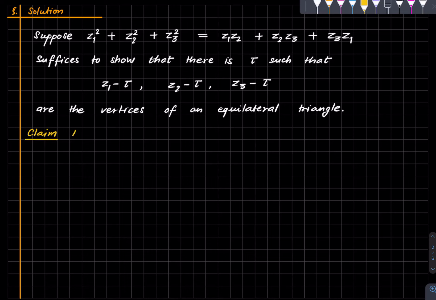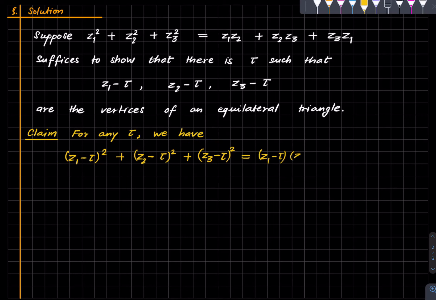So we claim that for any tau complex number, we have (z1 minus tau) whole square plus (z2 minus tau) whole square plus (z3 minus tau) whole square is equal to (z1 minus tau)(z2 minus tau) plus (z2 minus tau)(z3 minus tau) plus (z3 minus tau)(z1 minus tau).